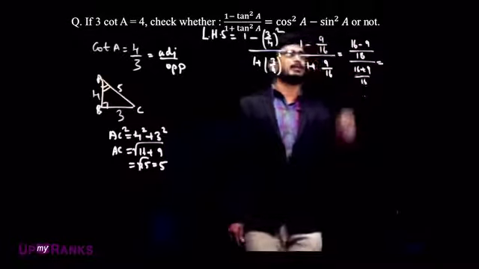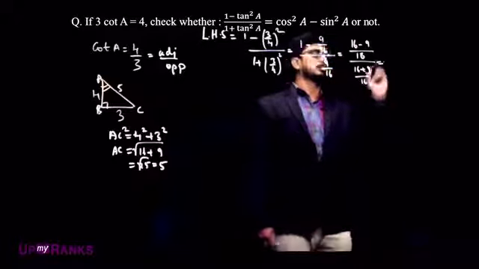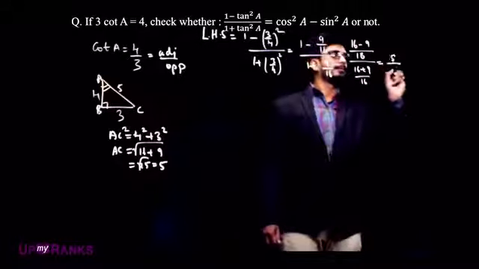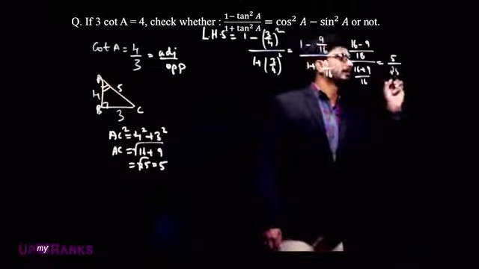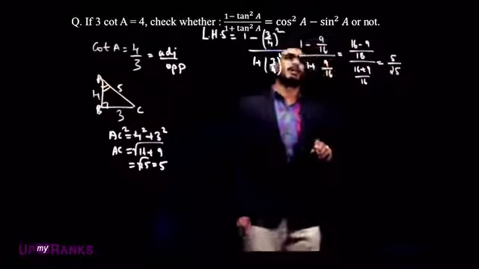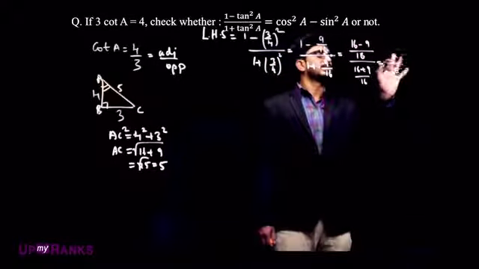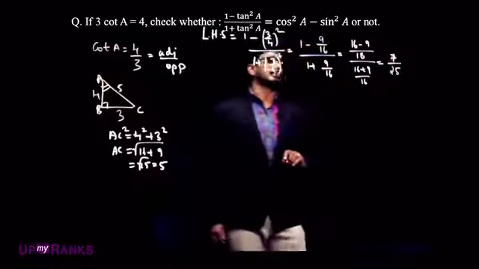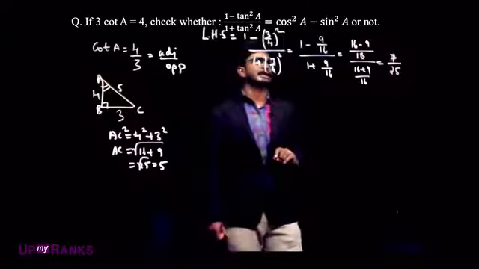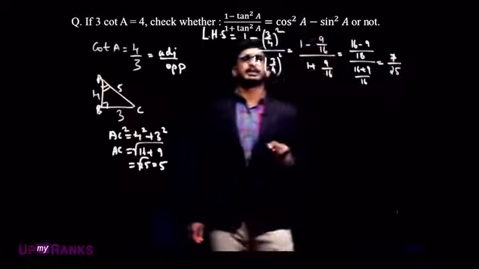So when we further simplify, the 16 denominators get cancelled. So 16 minus 9 is what? 7 divided by 16 plus 9, which is 25. 16 minus 9 is 7, children. Is this clear? So now we have it like this, 7 by 25. This is the LHS.